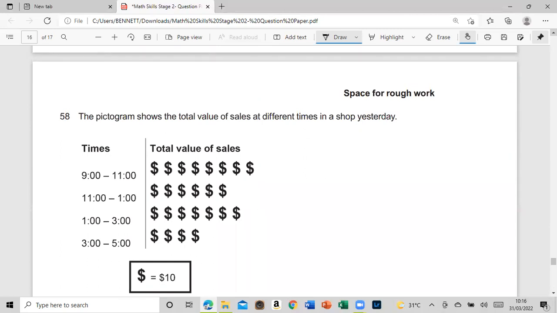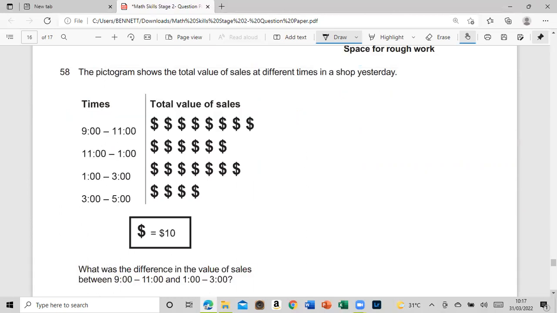Alright, the picture graph shows the total value of sales at different times at a shop yesterday. 9 to 11, and so on. 1 represents 10. Right, so let's see what they ask us, and then we can proceed.